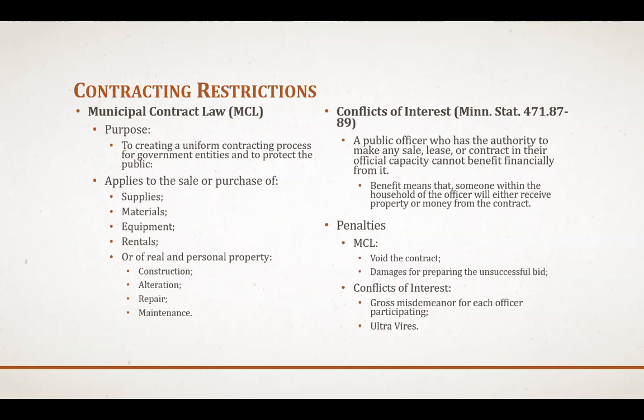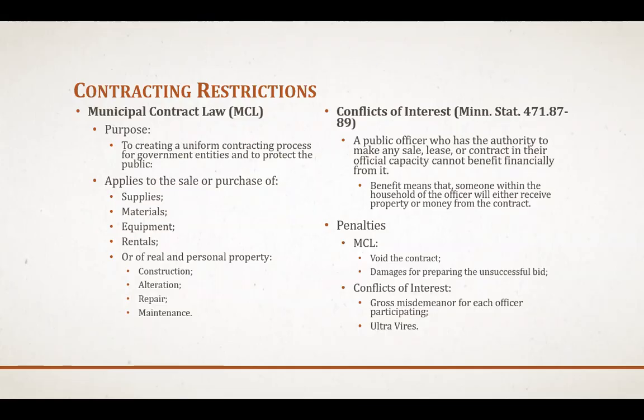Based upon the size of the contract, the purpose is to create a uniform contracting process for government entities, so that contractors can work with their township, and they can also work with a state agency and be sure that they have the same process when going through it. It also protects public funds, making sure that the town or any government entity is getting the best price, and it continues to reduce fraud and abuse from public officials.